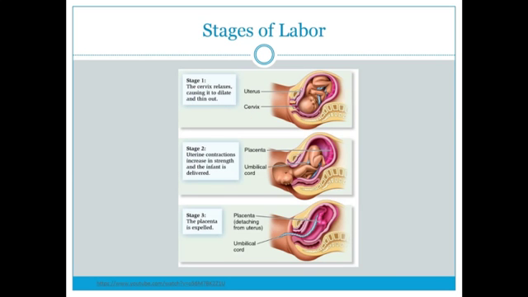There are 3 stages of labor. In stage 1, the cervix thins. This is called effacement, and the cervix dilates and begins to open. 10 centimeters is considered fully dilated. Stage 2 is from the point that the cervix is fully dilated until the birth of the baby. Stage 3 is after the birth of the baby when the placenta is delivered. This is usually within 20 minutes of birth.